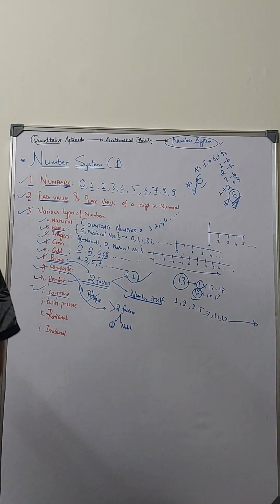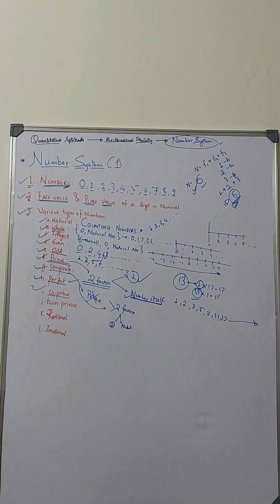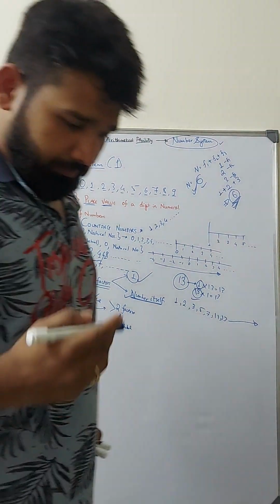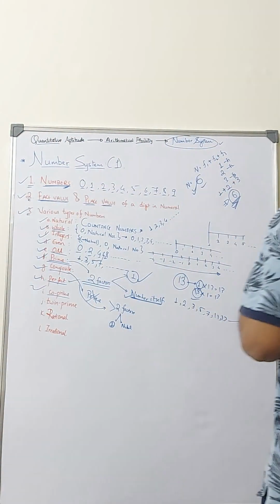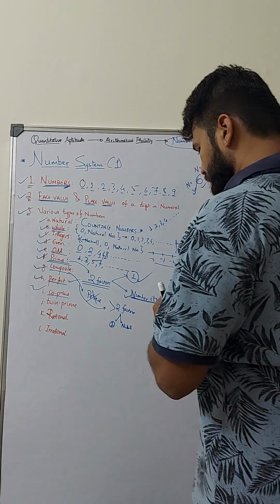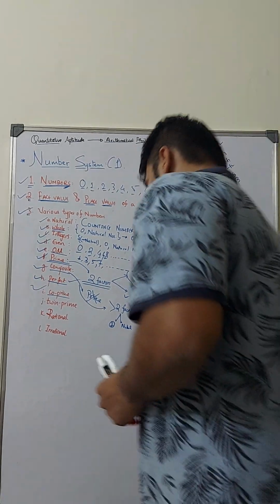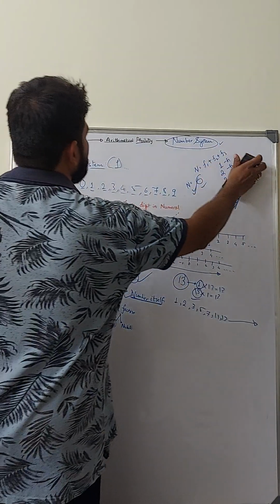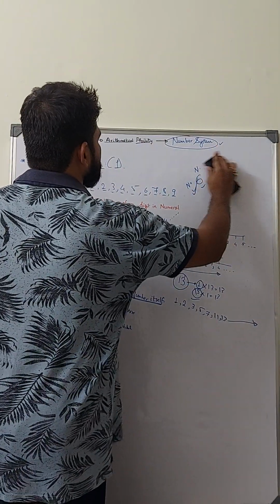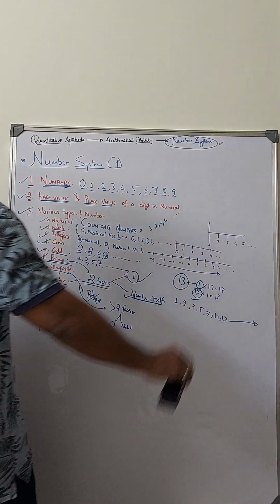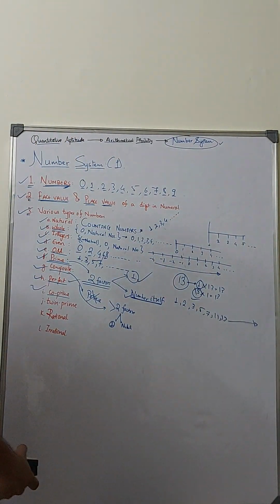Let's move towards co-prime numbers. What are co-prime numbers? Co-prime numbers, or you can say relative prime numbers, are nothing but the numbers whose highest common factor is 1. Those are the co-prime numbers.